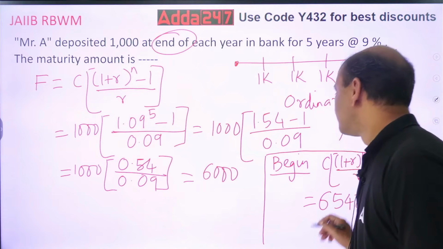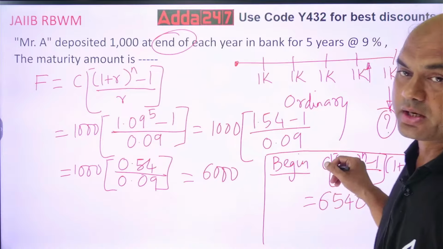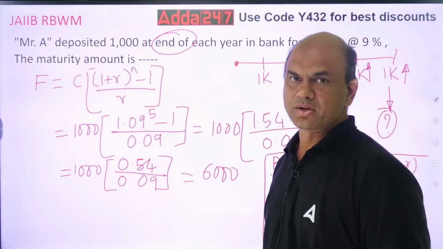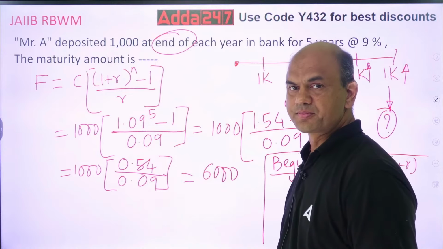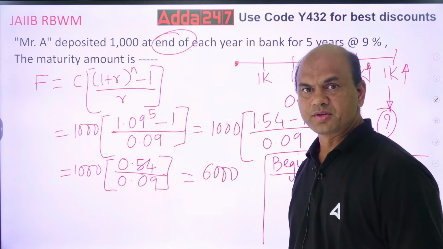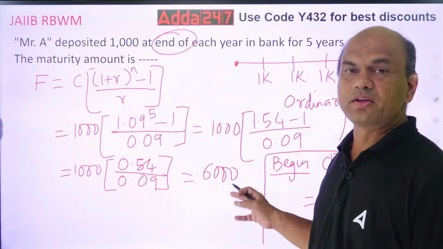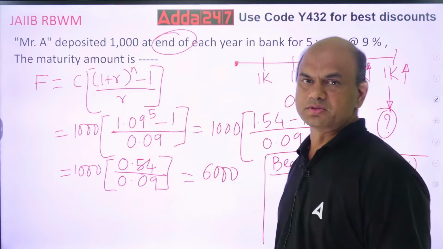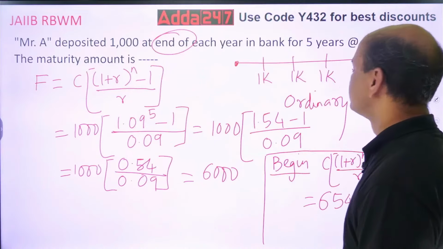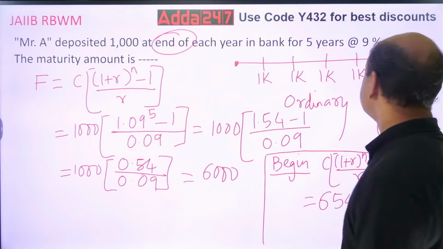6540. This is at the beginning for annuity due. Got it everyone? Clear? These questions are asked in your AFM also as well as in your RBWM also. Okay? Got it clear? Move on next.